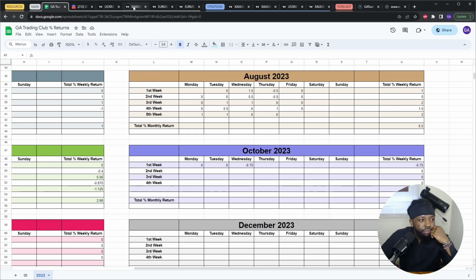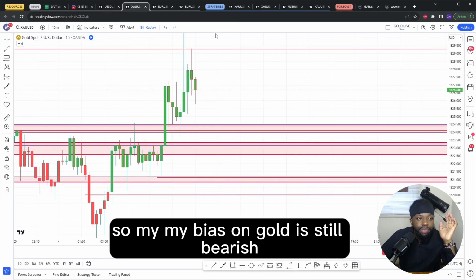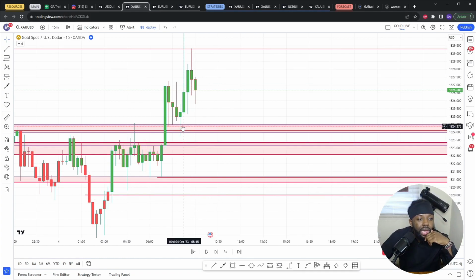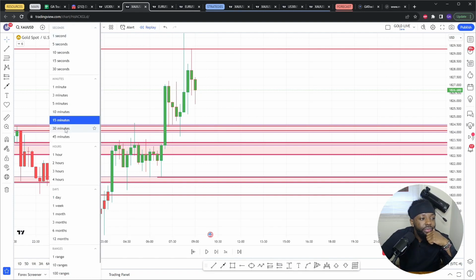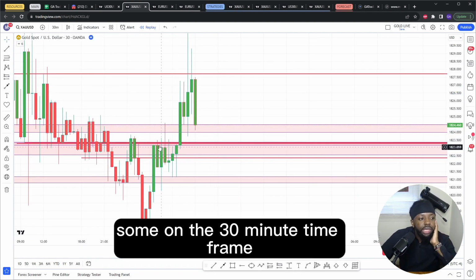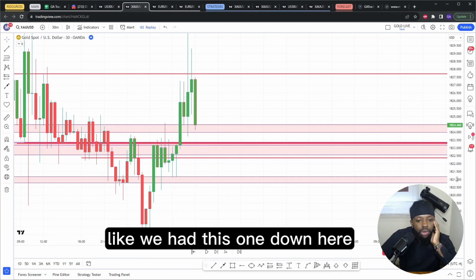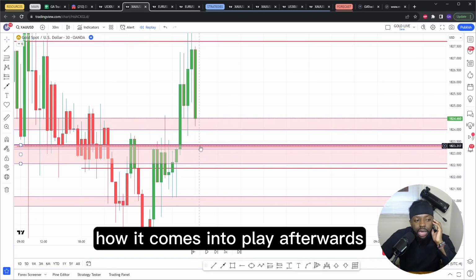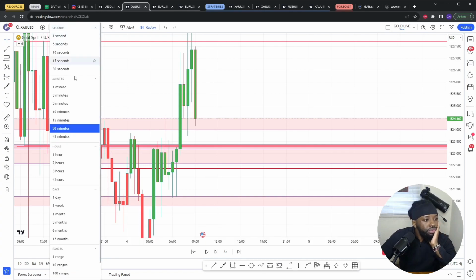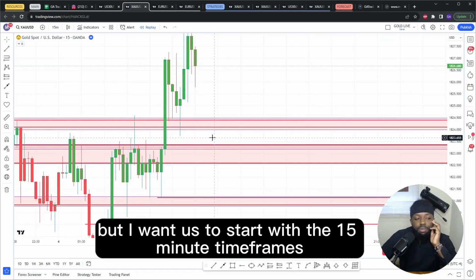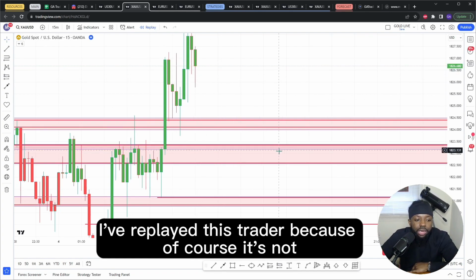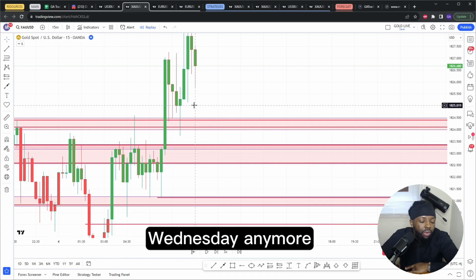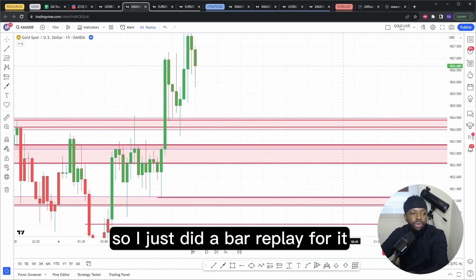So yesterday we had this level, so my bias on gold is still bearish, and we had this double sell SAR zones on the 15-minute time frame. We also had some on the 30-minute time frame, like this one down here, and I'll show you guys how it comes into play afterwards. But I want us to start with the 15-minute time frames. Now, I've replayed this trade because it's not Wednesday anymore, so I just did a bar replay for it.